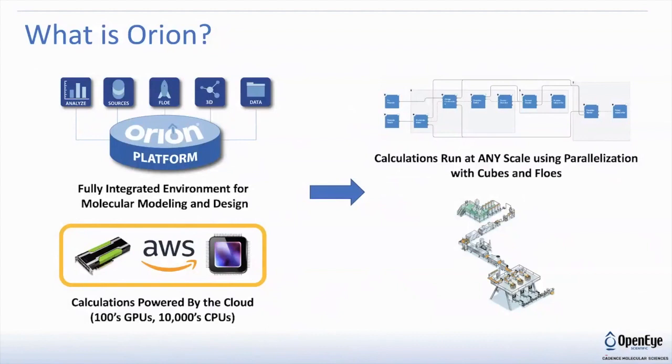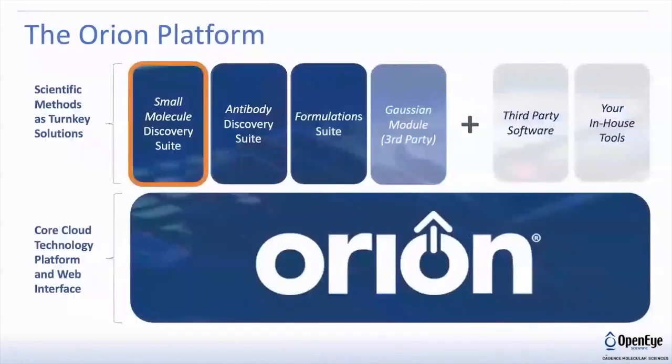It's important to note that while this architecture can handle massive jobs, it can also handle smaller scale jobs just as easily. Orion as a platform is designed to carry out any type of calculation relevant to the drug discovery process, and on top of the platform is layered a number of suites that can be licensed. The bulk of our science is found in the Small Molecule Discovery Suite, which ships with Orion and is the topic of today's talk. There are several other suites which can be licensed and are in development, but these will be left for another day.